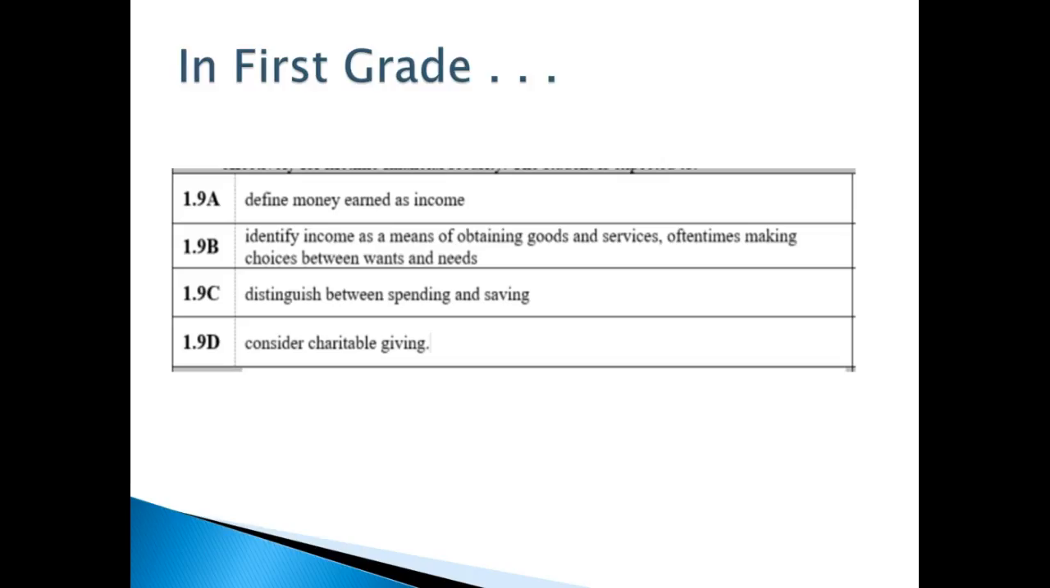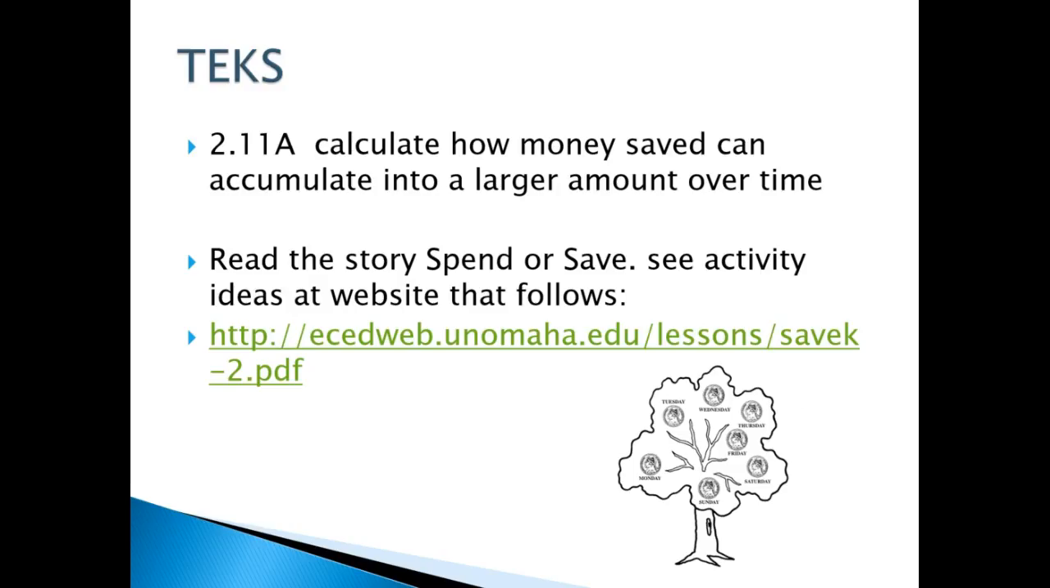So in first grade, the kids learn how to define money earned as income. They identify income as a means of obtaining goods and services, make choices between wants and needs, distinguish between spending and saving, and consider charitable giving. Now in second grade, 2.11a, the kids will calculate how money saved can accumulate into a larger amount over time. You know, that's a hard concept for kids to visualize. If they save their money, they'll have a bigger amount.